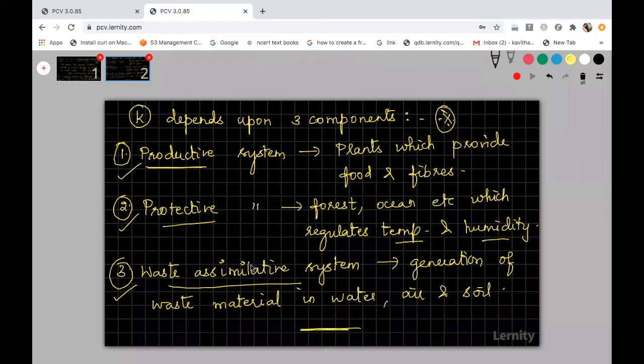Only if the waste materials are assimilated, the environment will be free for space, and nutrients will be cycled again and again. Only if all these things happen, the next generation organisms can survive in the particular environment, and that is called a waste assimilative system. Got it? Yes.